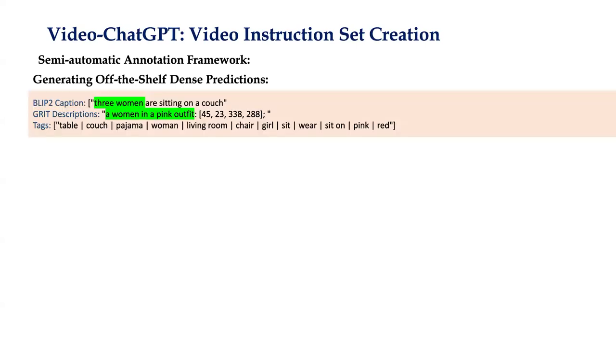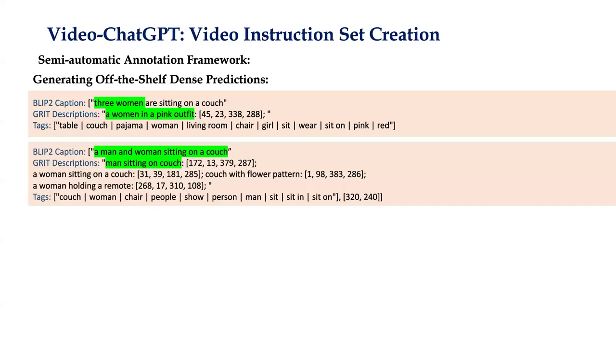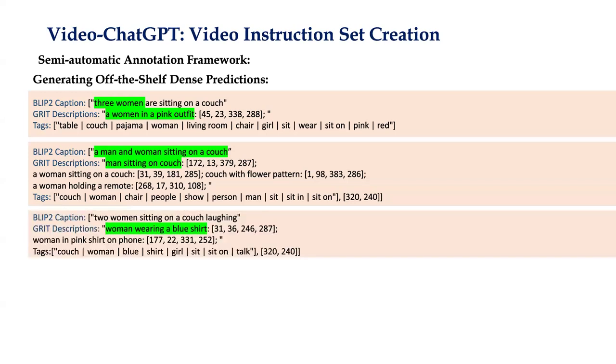Okay, so now BLIP-2 will give you this kind of caption: three women are sitting on a couch. GRiT will give you a woman in a pink outfit, and this is a bounding box for that woman. And the tags will give you that in this image, there's a table, there's a couch, there's a pajama, and so on, right? So all these are useful. And this is another one, a man and woman sitting on a couch, and men sitting on a couch. These are per frame. Everything is still for one frame, okay? So that's what they do.